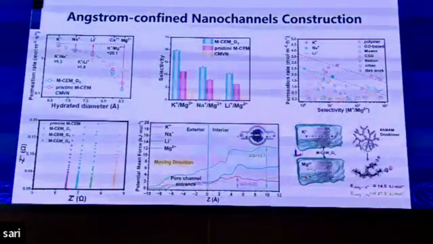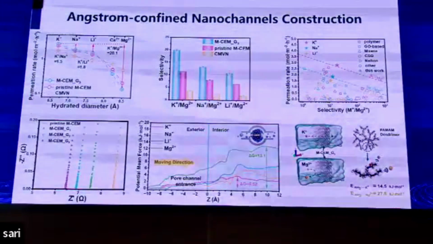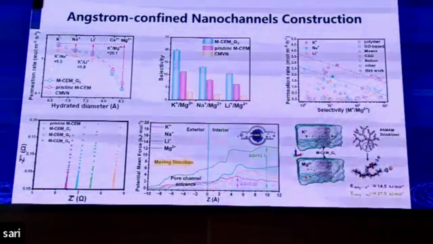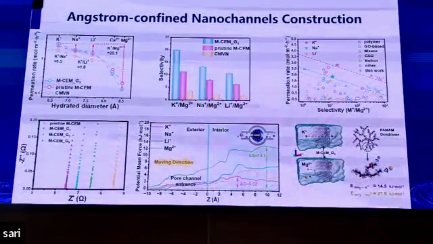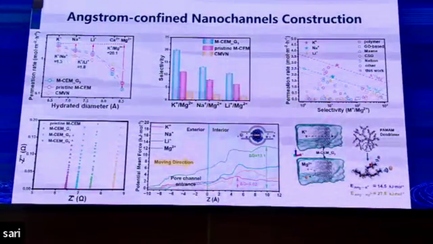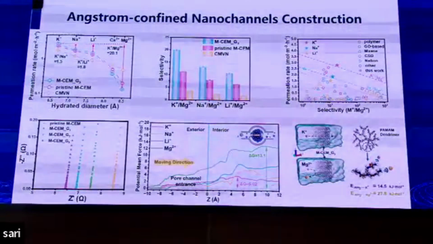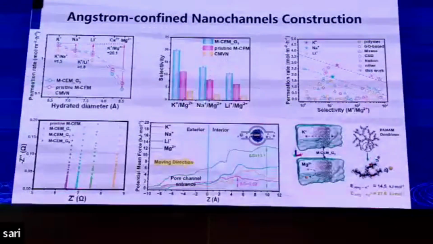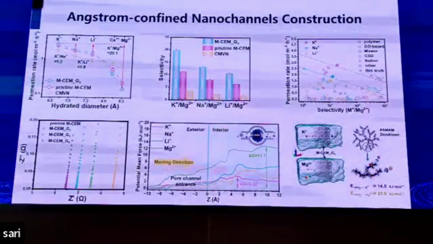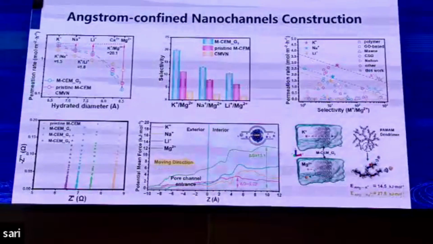However, for the performance, we can see that for the divalent ions, yes, it's a log axis, its permeation decreased, obviously. But meanwhile, the monovalent ion flux increased, which results in a very highly efficient mono- to divalent ion selectivity. And I think this selectivity is good compared to state-of-the-art references.